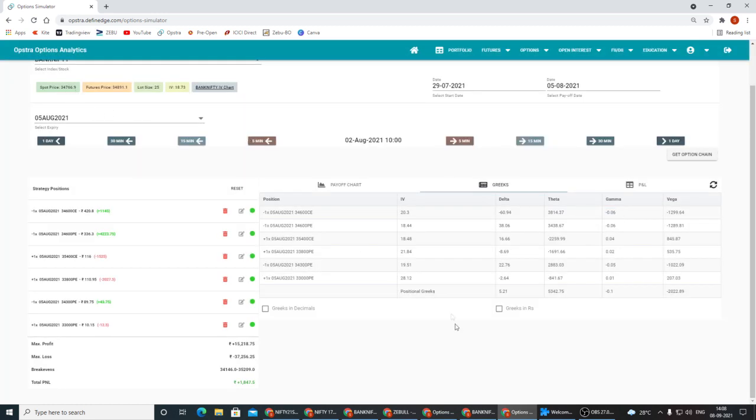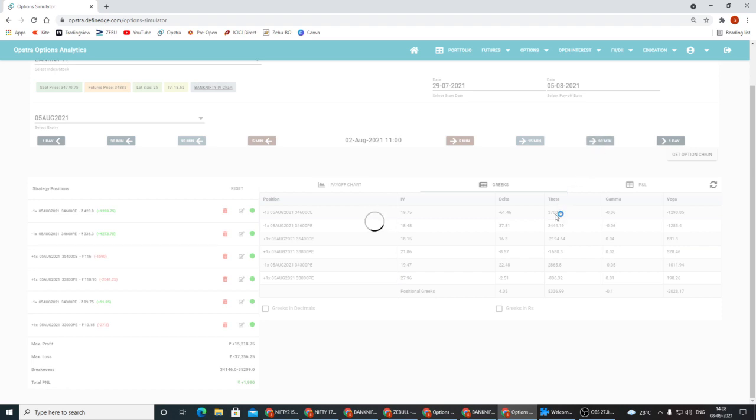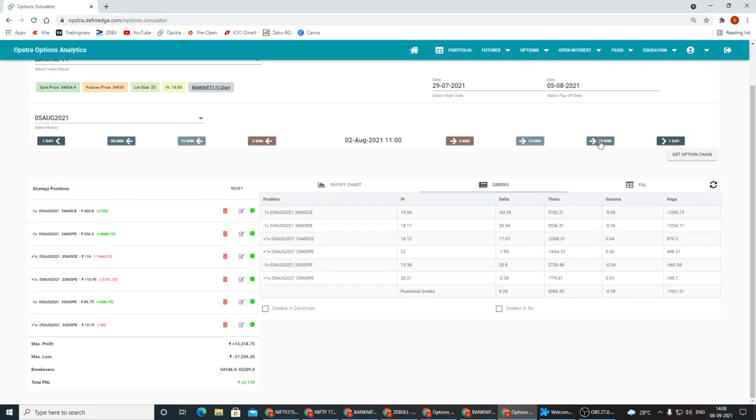So market is coming down, 1,800 profit. Delta is managed. Okay, market is same place. Market is at same place.